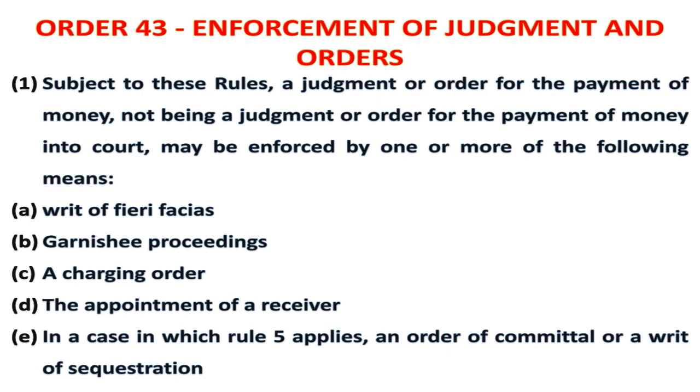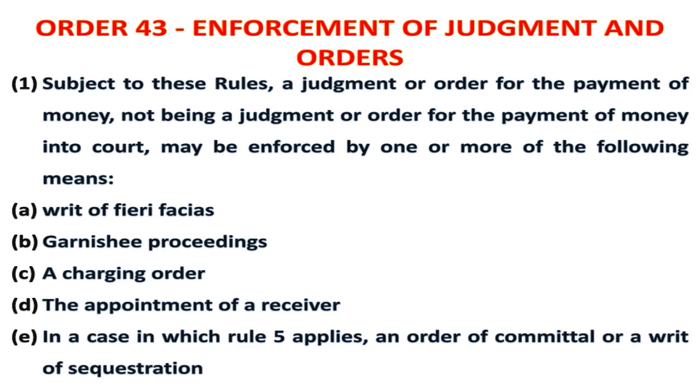A. Writ of fieri facias. B. Garnishee proceedings. C. A charging order. D. The appointment of a receiver. And E. In a case in which Rule 5 applies, an order of committal or a writ of sequestration.